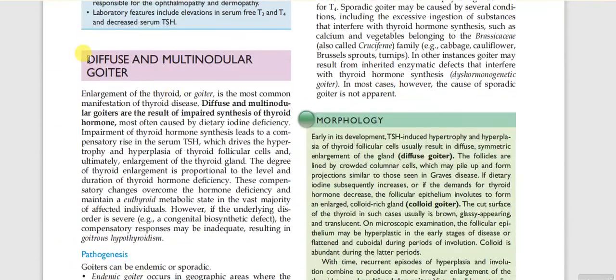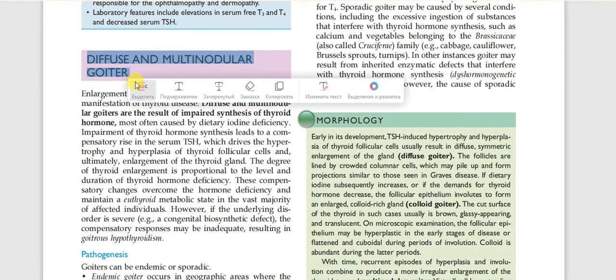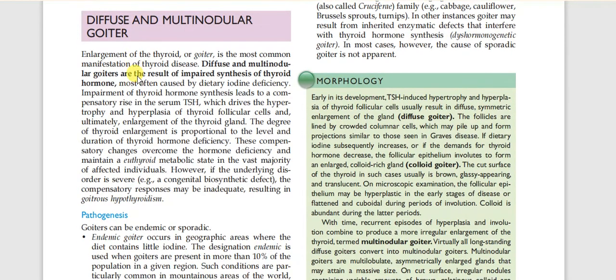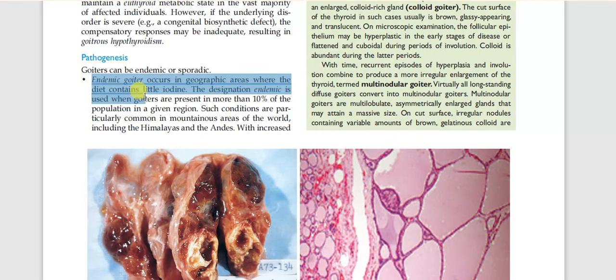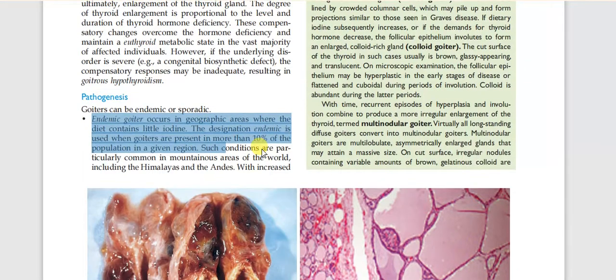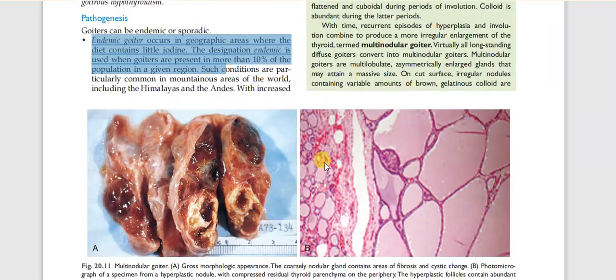So Graves' disease, then goiters, diffuse and multinodular goiter. So what is diffuse goiter? Diffuse goiter is typically endemic goiter, due to less consumption of iodine. So what's the logic of this? Usually we think, if we have something in less amount, then less hormone is produced, so then tissue is decreased. Actually, here we have the opposite thing.